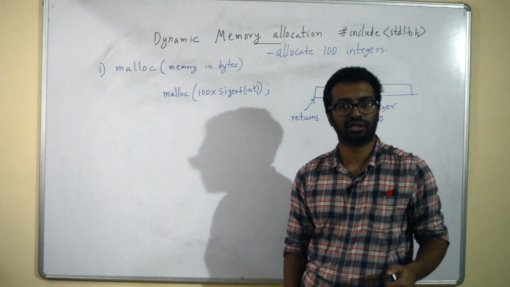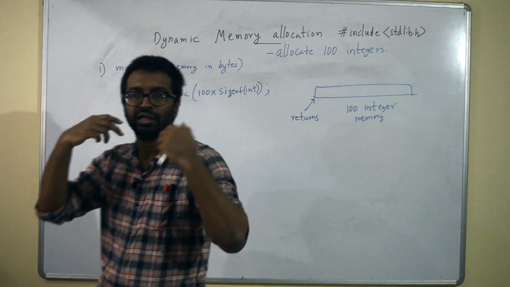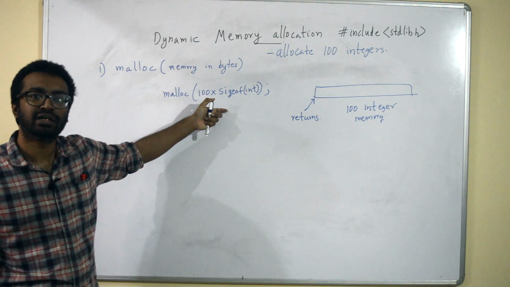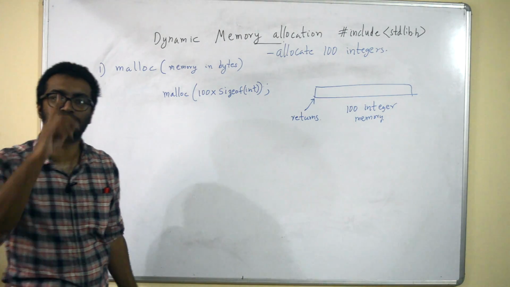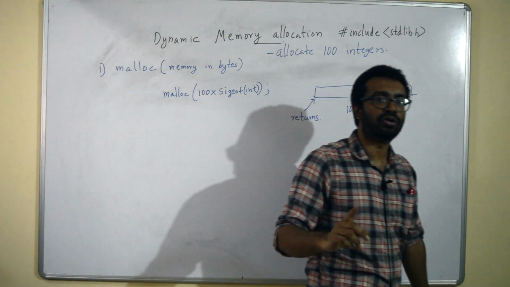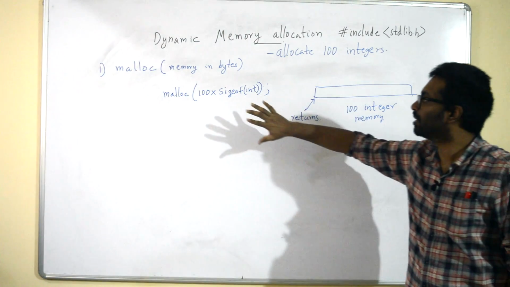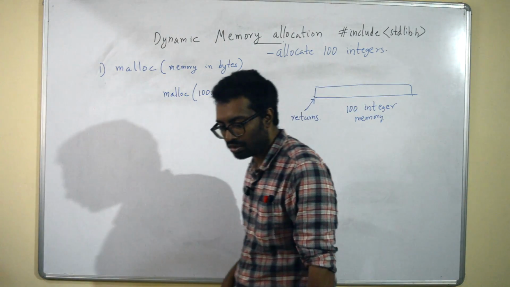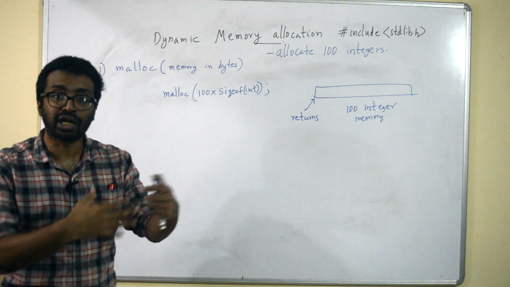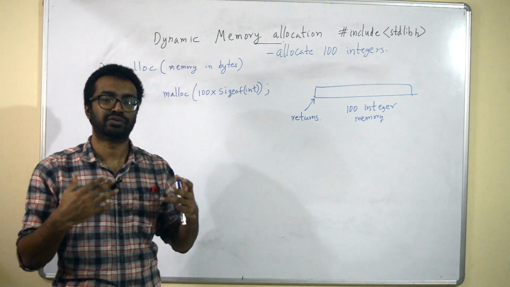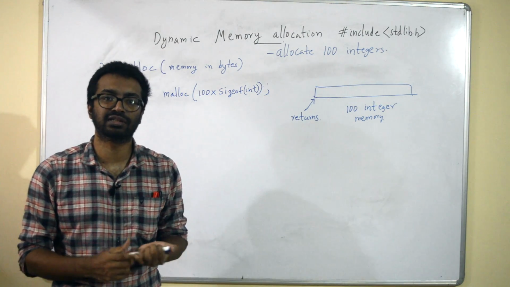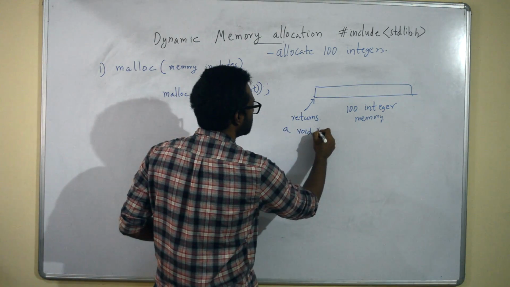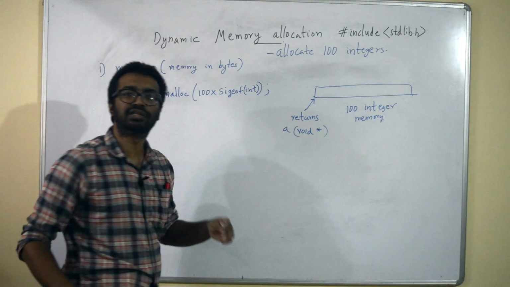star or float star? How will it return? It does not know why. Malloc only knows that I want this many bytes. It does not know I am interested in 100 integers, right? All it knows is that I want this many bytes of memory, but it does not know I wanted 100 integers, right? So it can't return an int star. So what it returns is a void star pointer.